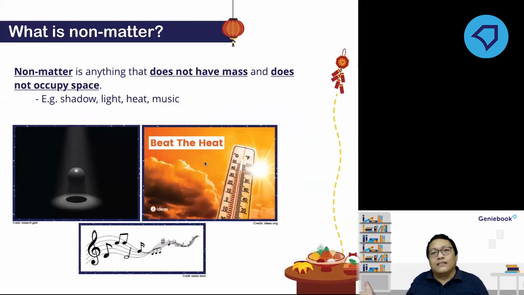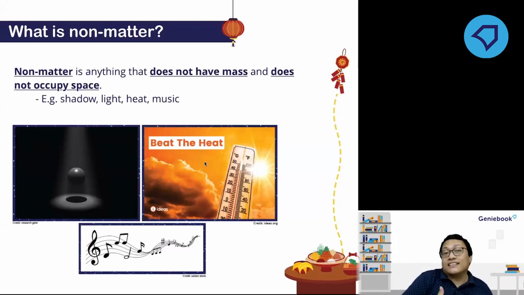Of course, like I mentioned before, not everything around you is matter. There are some things which are not matter. For example, the shadow. I believe you have seen a shadow before, especially when you are under the sun and you see your own shadow behind you, correct? So is shadow matter? No. Why is shadow not matter? What is a good explanation for this? Anyone?